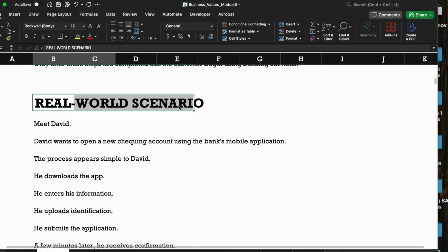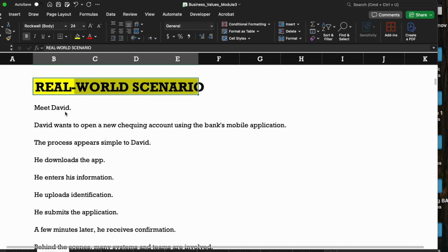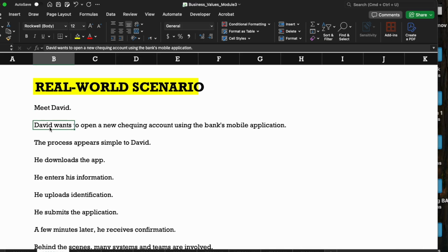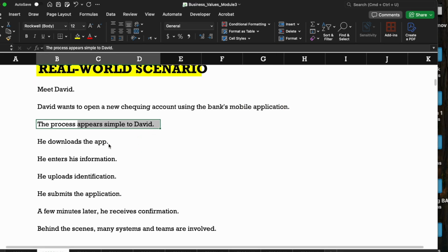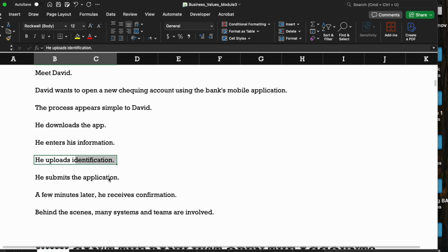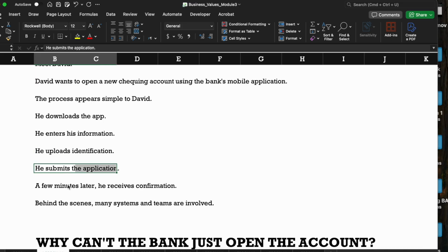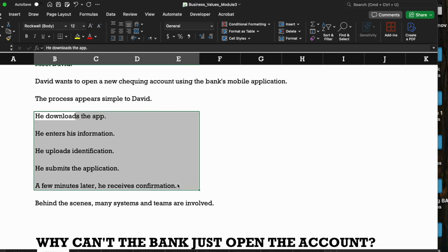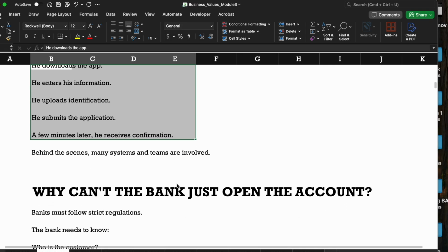Okay, so a real-world scenario. Meet David. David wants to open a new checking account using the bank's mobile application. The process appears simple to David. He downloads the app, enters his information, uploads identification, and submits the application. A few minutes later, he receives confirmation. Behind the scenes, many systems and teams are involved. You can try it yourself if you want a bank account, and these are the steps involved. Let's understand what's happening behind the scenes, because you need to understand the customer journey and the system also.